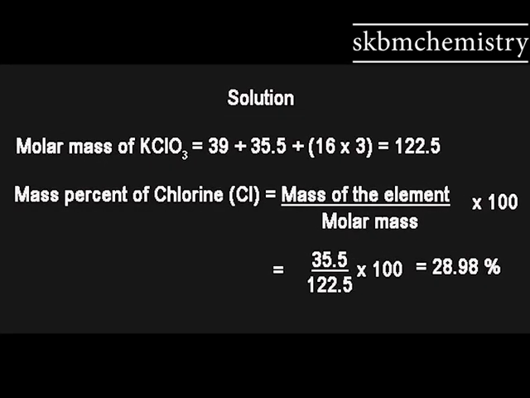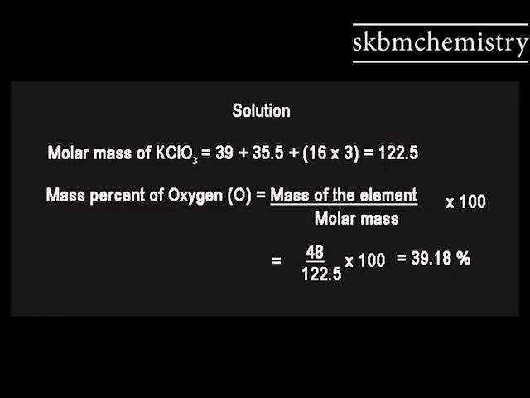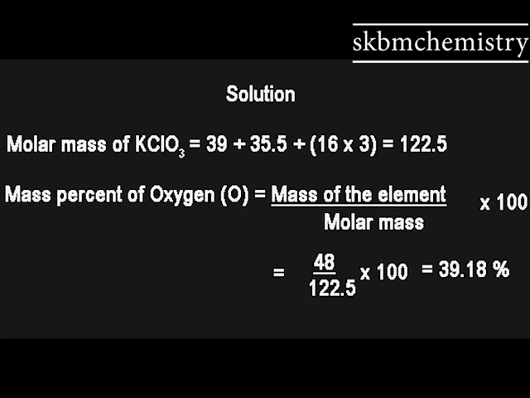Now we have to calculate the mass percentage of chlorine, Cl. For that, again we have to repeat the formula mass of the element divided by molar mass into 100. Here mass of chlorine is equal to 35.5. Molar mass is equal to, we have already calculated 122.5. So 35.5 divided by 122.5 into 100. That will give you the result 28.98%.